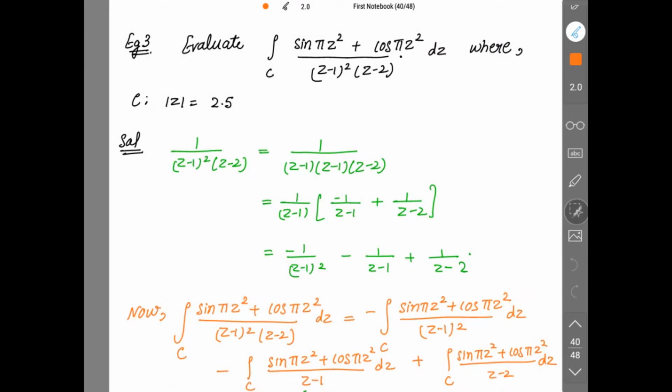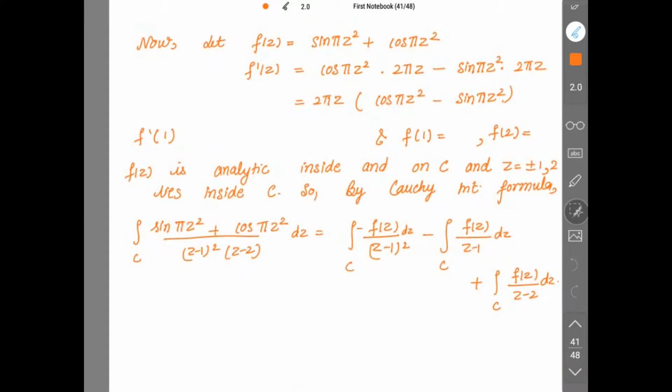Next, evaluate this integral where your circle is mod z equal to 2.5. Now see, what are our points? See the denominator. Our points are 1 and 2, and both the points lie inside the circle. Okay, I have split this denominator into 3 terms, and now my f(z) will be equal to this. Why? Because all the points lie inside the circle, so no part of the denominator will be included in f(z). So only your numerator is your f(z).